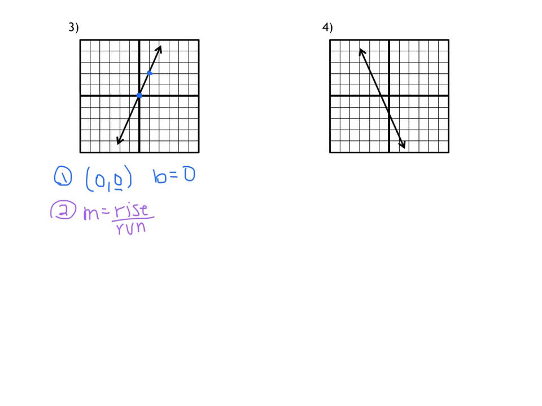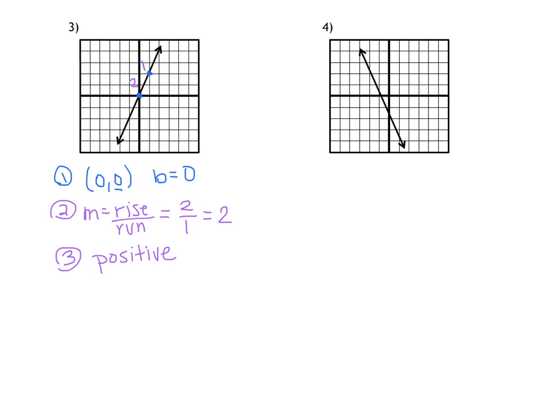And now let's identify what we're rising. We're rising 1, 2. So we go up 2. And then we run 1. So our rise over run is 2 over 1, which can be simplified to 2. And then step 3, identify what kind of slope it is. Is it positive or negative? Well, we're going uphill. Therefore, it is a positive slope.